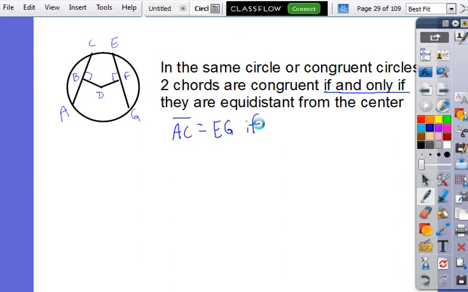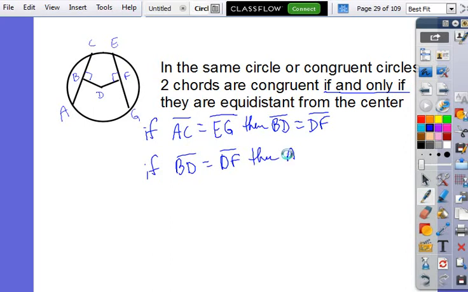if BD is equal to DF. The chords are congruent if they are the same distance from the center. But then if I flip it around, I can say what? Actually, let me rewrite this. If AC is equal to EG, then BD is equal to DF. And then flip it around and say, if BD is equal to DF, then AC is equal to EG.